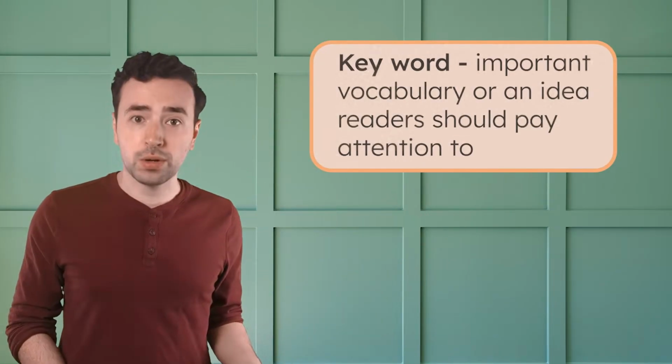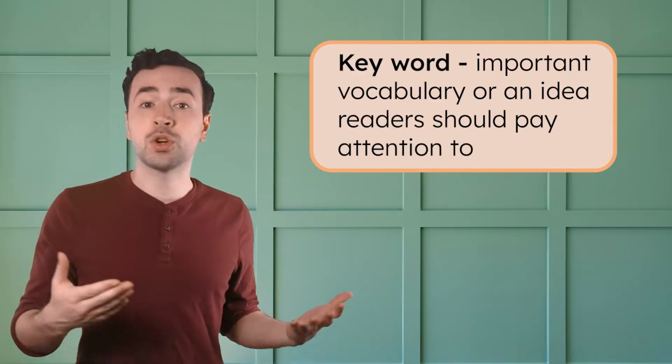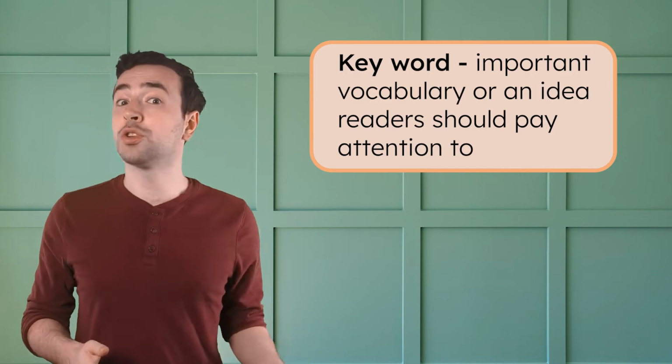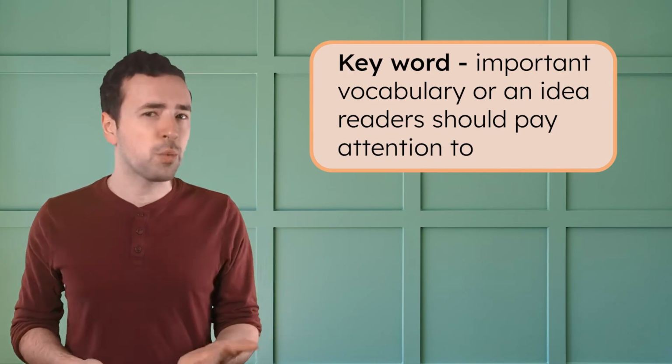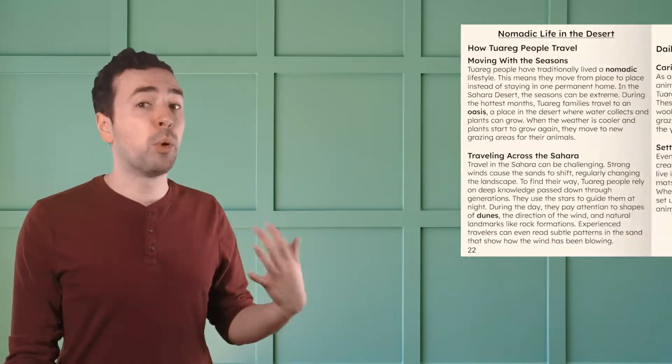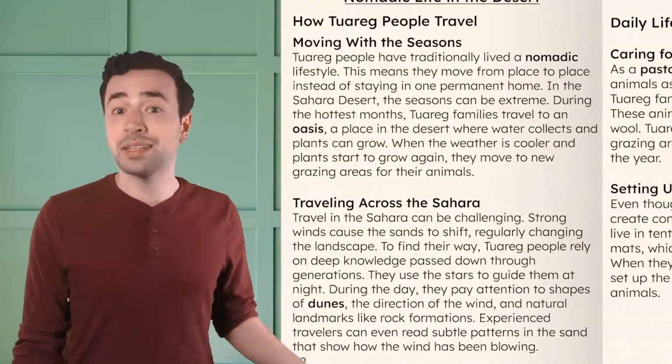You might have noticed that some words within the paragraphs are bold. These bolded words are called keywords. Authors might bold certain words to mark them as important vocabulary or ideas readers should pay attention to. Bold keywords can also help us locate information quickly. If we're scanning the page to find something specific, like how the Tuareg people find water, we can look for bolded words that relate to that idea.